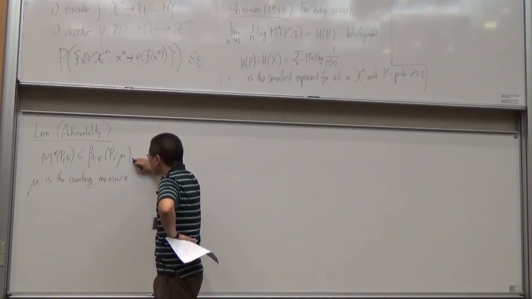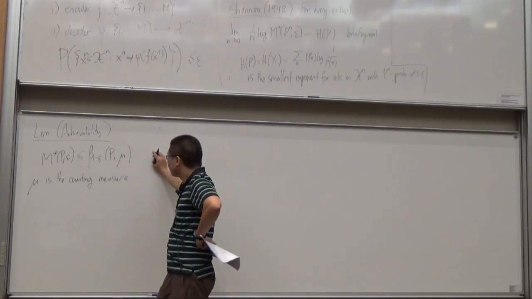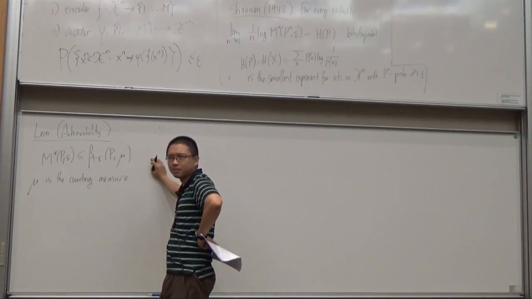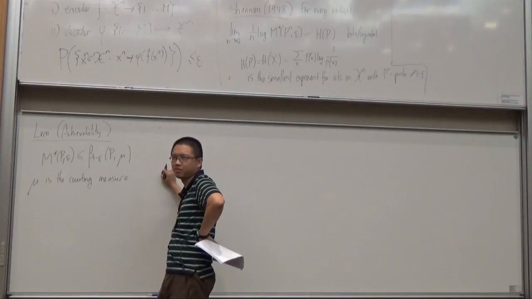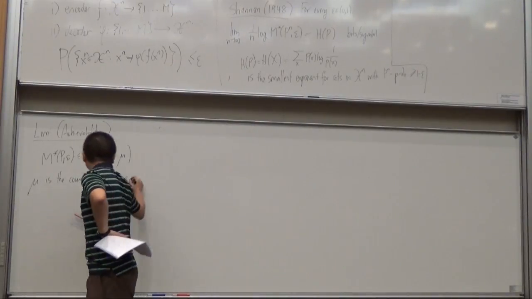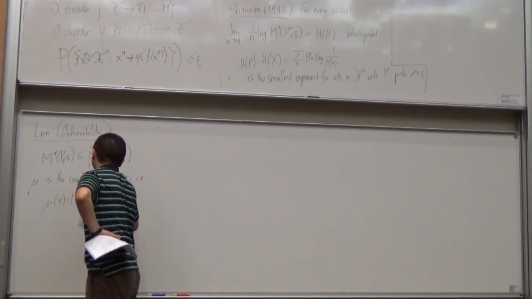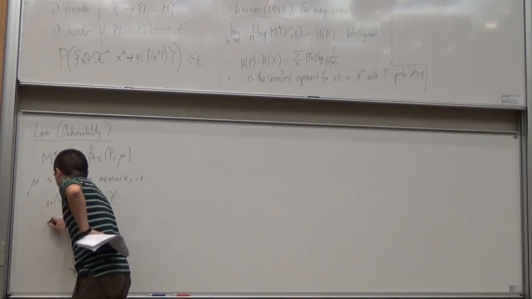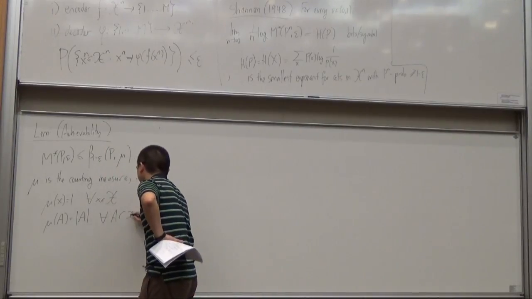The arguments of beta usually take on probability mass functions only. But here we are allowing some freedom to choose the second argument to be something other than a probability mass function. In fact, we choose it to be the counting measure. So counting measure means that mu of x equals 1 for all x in X. And furthermore, mu of A equals the size of A for all A subset of X.